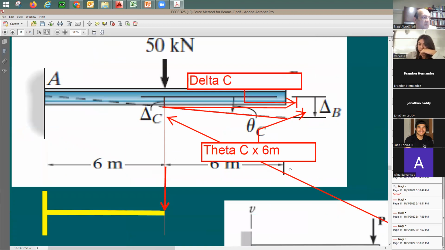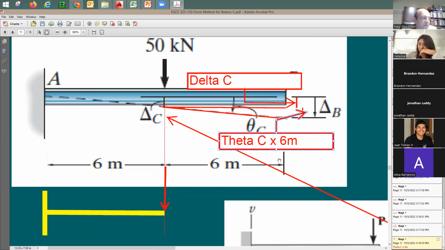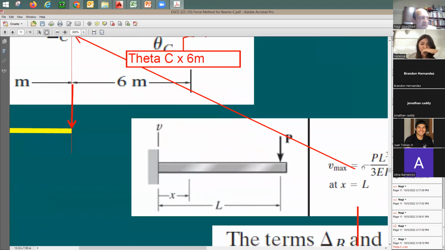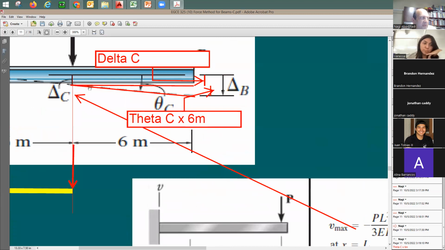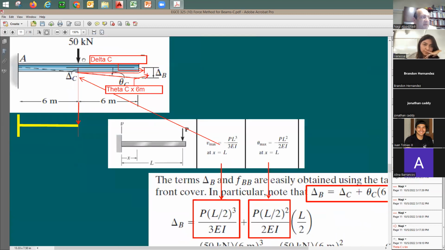Why 6 meters? Oh, it's gonna be because of the distance from where? From here to there. If you have the angle of rotation, which means the slope, you take the slope of this line, multiply by the length, it's gonna give you this displacement. So the first component of displacement is gonna be taken from delta C, from the equation. Which equation? I'm gonna say from this equation. Second component is gonna be based on the rotation. And the good thing is I have also an equation for the rotation. It is also given to me in this problem.